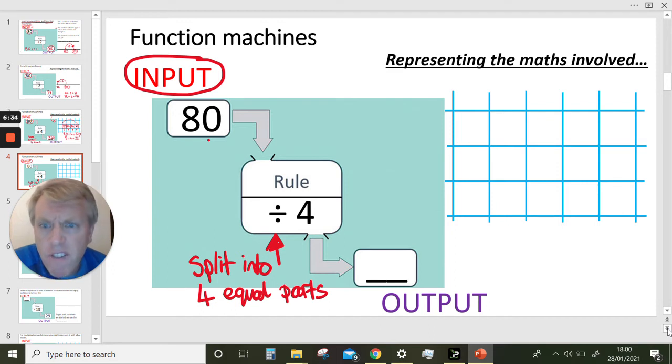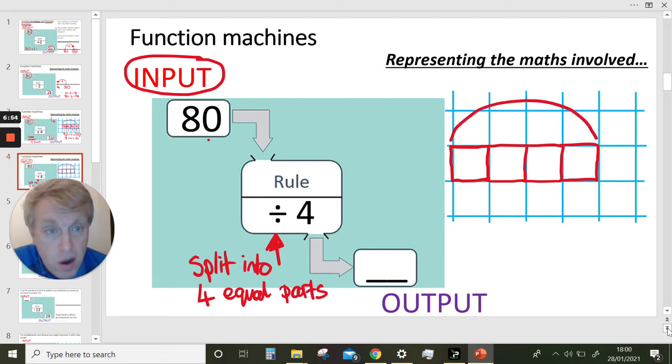Okay, well I know there are 4 equal parts because that's what divide by 4 means, so I'm going to draw them here. 1 part, look, I'm using the squares, 2 parts, 3 parts, and 4 parts. Well, all together, we started with our 80. We split it into, dividing means splitting into 4 equal parts. 1, 2, 3, 4 equal parts.